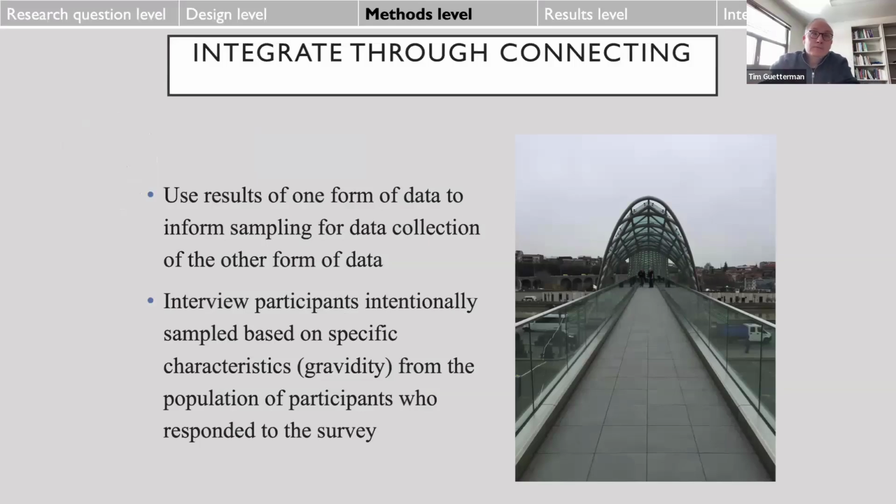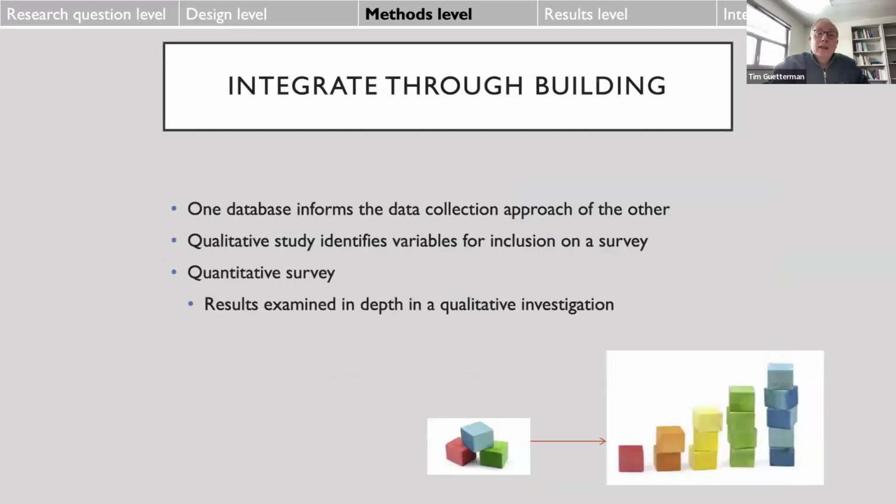So for example, you might be interviewing participants based on a quantitative item. Maybe it's individuals who were outliers in the quantitative measure, and that's who you want to interview. Or maybe it's based on specific characteristics identified in the survey, and that's who you want to sample for interviews or focus groups or whatever the case is. But it's a systematic process, and this is called integration through connecting.